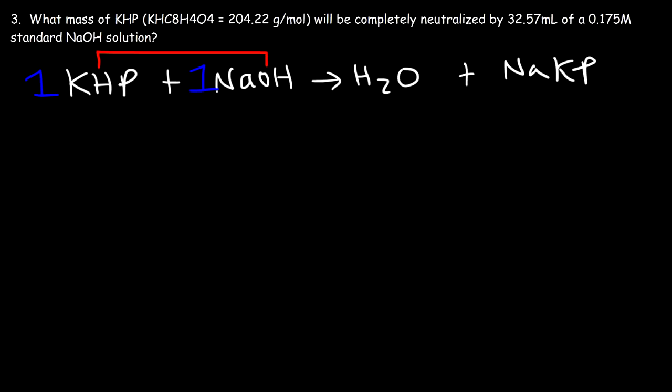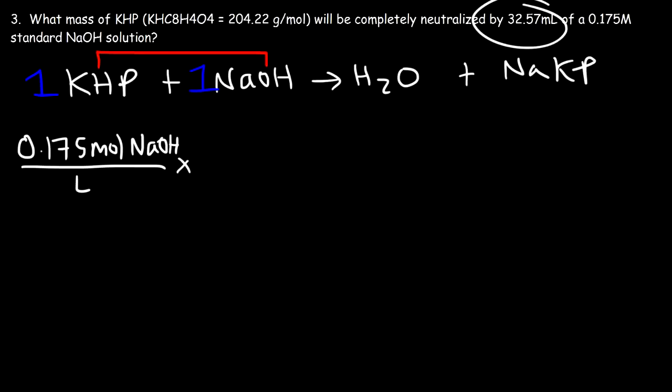So if you understand how to do it, feel free to pause the video and try it. If not, sit back and watch. Let's start with 0.175 moles of NaOH per liter, as we've been doing before. And let's multiply that by the volume of the NaOH solution. But we need this in liters. So if we divide that by 1,000, that's going to be 0.03257 liters.